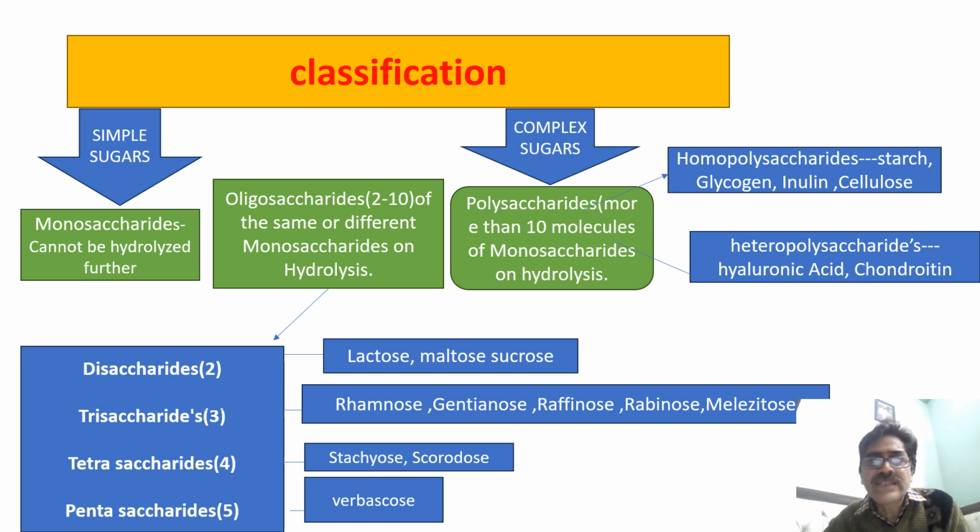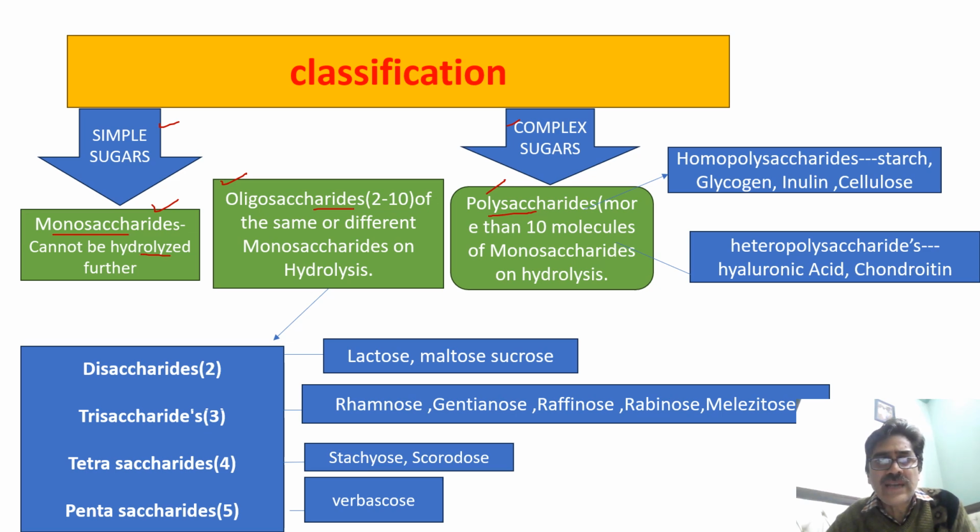Now we would like to classify carbohydrates. Now carbohydrates are basically grouped into two classes. We have simple sugars and complex or compound sugars. So far as simple sugars are concerned, that includes monosaccharides, and so far as compound sugars are considered, that includes oligosaccharides and polysaccharides. Now the classification of carbohydrates into monosaccharides, oligosaccharides or polysaccharides is basically done on the basis of hydrolysis. For example, monosaccharides are those carbohydrates or simple sugars which cannot be hydrolyzed further.